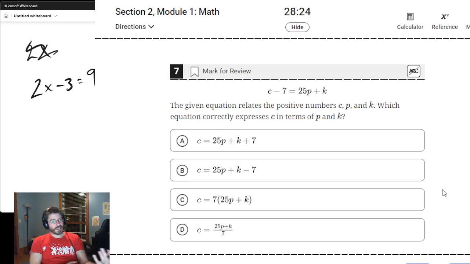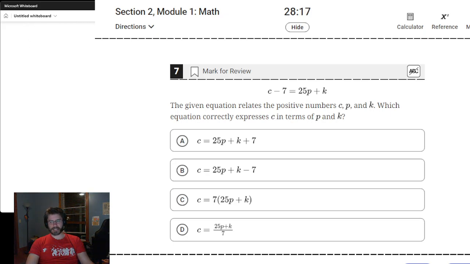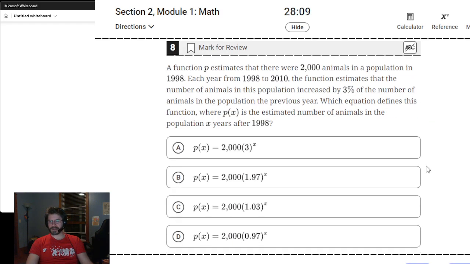I call these rearrangers, this next one. You're just rearranging, solving for a term. Just looking at the answer choices, it looks like we're solving for C. So just move that 7 over and you're done. 25p plus k plus 7. Don't overcomplicate that stuff.